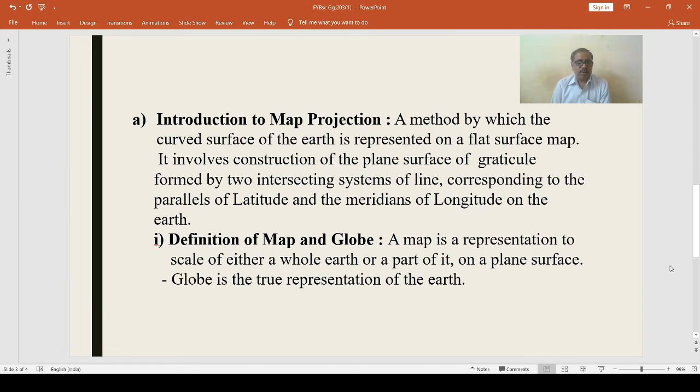Second drawback of the globe is it represents only some important geographical information of the earth.